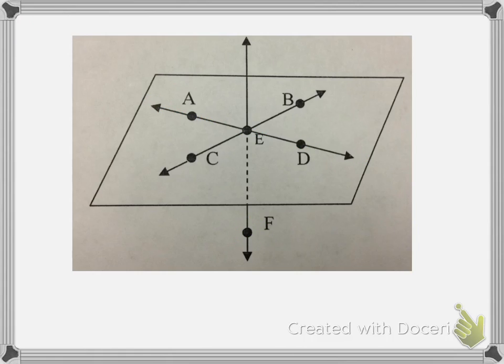All right, number 7, are AD and CB coplanar? So AD is right here, and then we have CB, which is right here.